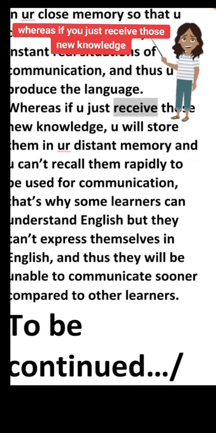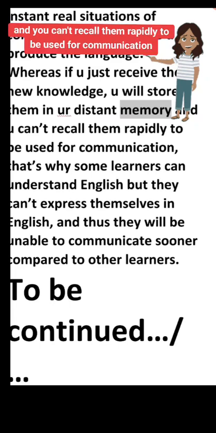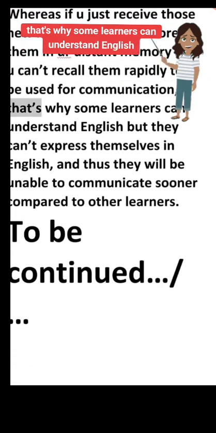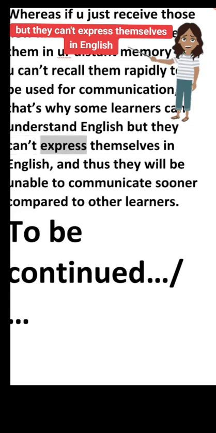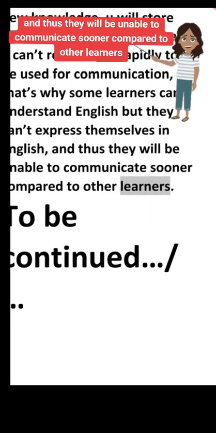Whereas if you just receive this new knowledge, you will store it in your distant memory, and you can't recall it rapidly to be used for communication. That's why some learners can understand English, but they can't express themselves in English, and thus they will be unable to communicate sooner compared to other learners.